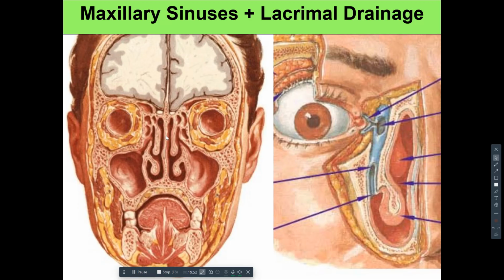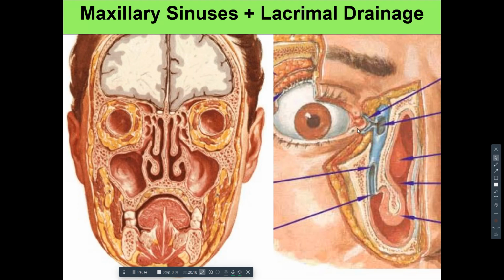And now I can also see my biggest sinuses, my maxillary sinuses. Here is one maxillary sinus on his right, and then the other one on his left. And I can even see the passageway that mucus would take as it comes up and goes into the nasal cavity. And of course, we not only drain mucus into the nasal cavity, we also drain tears.